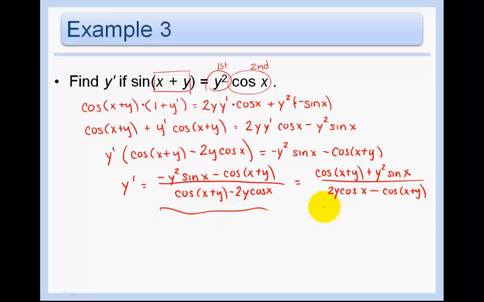Either one is equally as good. I just factored a negative out of the top and out of the bottom in this one.